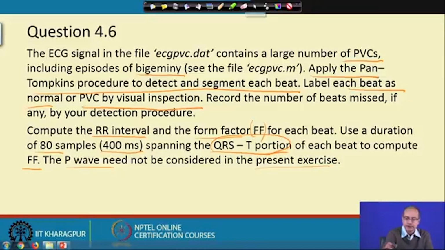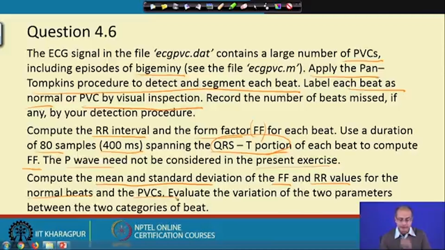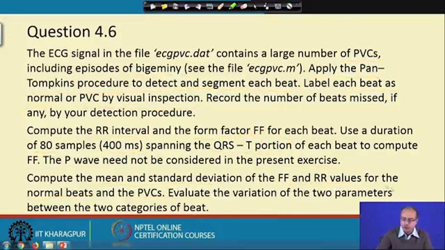Next is to compute the mean and the standard deviation of form factor and RR value for the normal beats and PVCs. Evaluate the variation of the two parameters between the two categories of beats. That means how the mean and the standard deviation vary for the RR interval as well as the form factor for the normal beats and the PVCs. That is what we need to compute. So, let us proceed to get that answer.